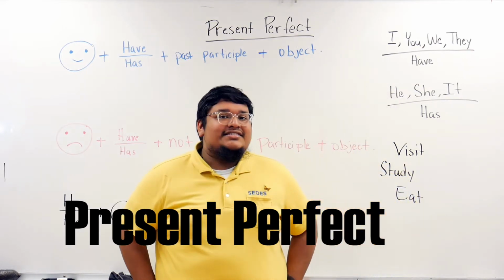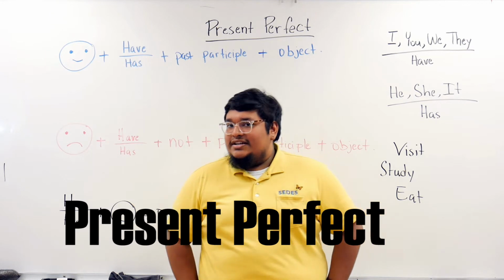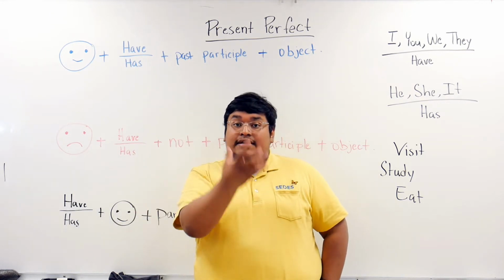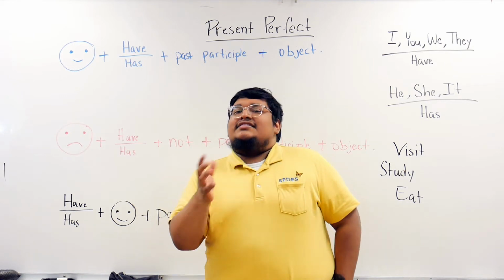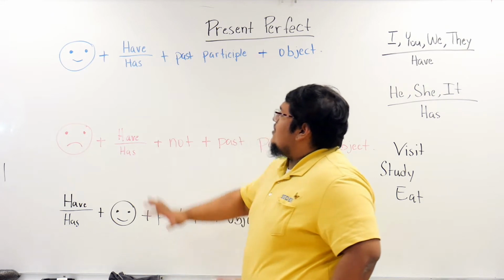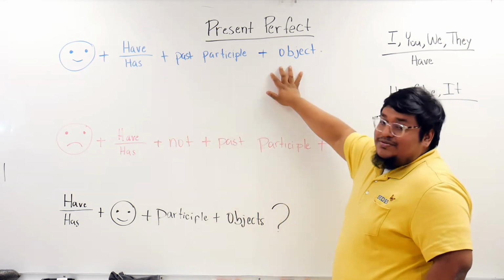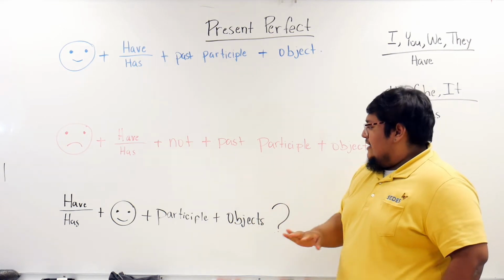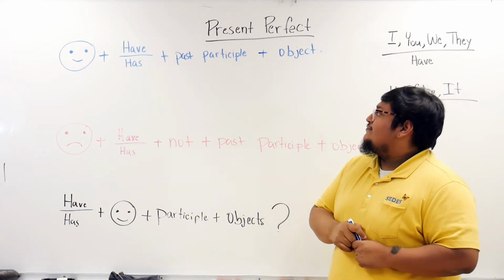Okay, so what is present perfect? The easiest way you can look at it is something that started in the past, but it ends right now in the present. I know that sounds a little bit difficult, so don't overthink it, okay? Let's just look at some examples. So I have the formulas written down for you here. This is my positive formula, my negative formula, and I have my question formula.